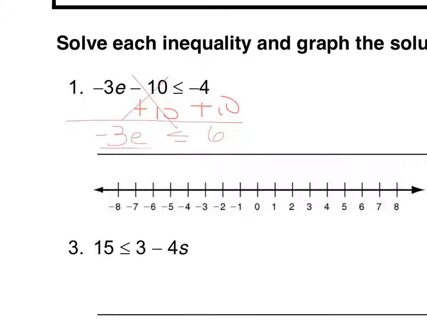I now have to divide by negative 3. And when I divide by a negative, remember to reverse your inequality. And positive 6 divided by negative 3 is negative 2. Now, to practice graphing, it's going to be a closed circle on negative 2 going to the right. So this is a two-step where you're going to add and divide to solve.